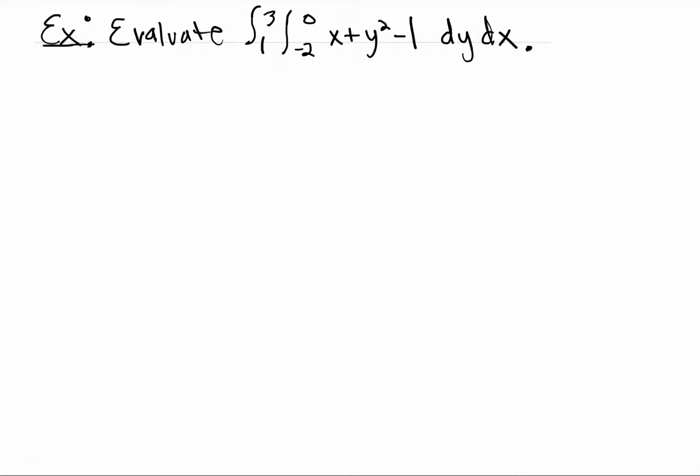Okay, I have this integral for us to work on. Evaluate the double integral of x plus y squared minus 1 dy dx, where y ranges between minus 2 and 0 and x ranges between 1 and 3. Recall the way that we worked on these is we started from the inside and then we went out. So in a case like this, if dy appears more towards the middle, you're integrating with respect to y first, and then you're integrating with respect to x last.